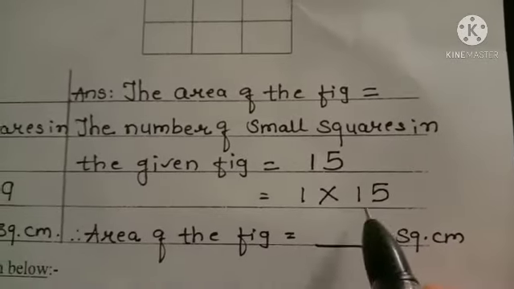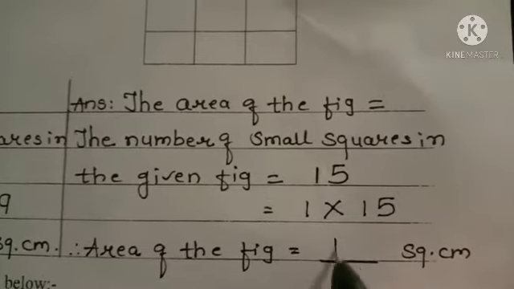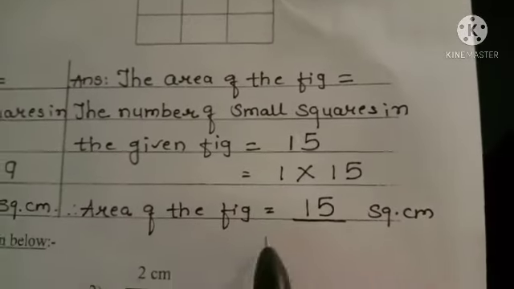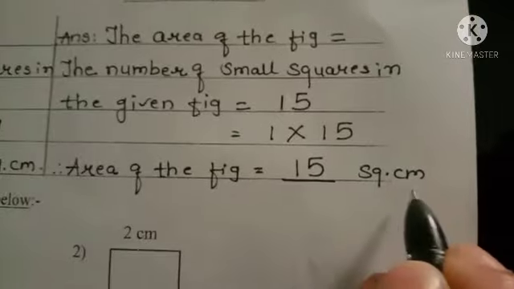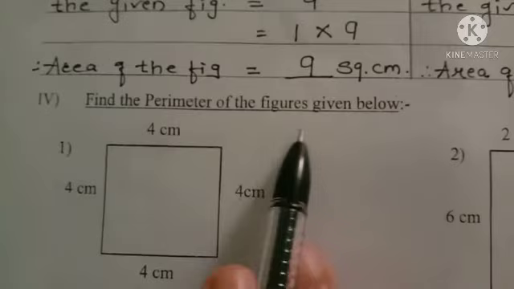So 1 multiplied by 15 is equal to 15. So therefore the area of the figure is equal to 15 square centimeters. Now question number 4 is: find the perimeter of the figures given below.